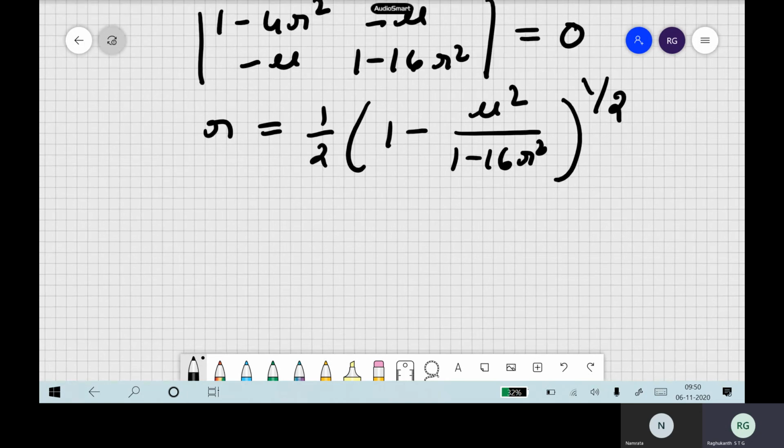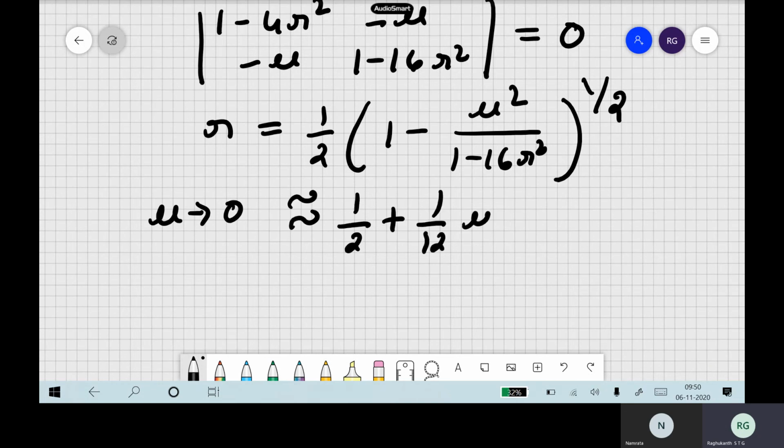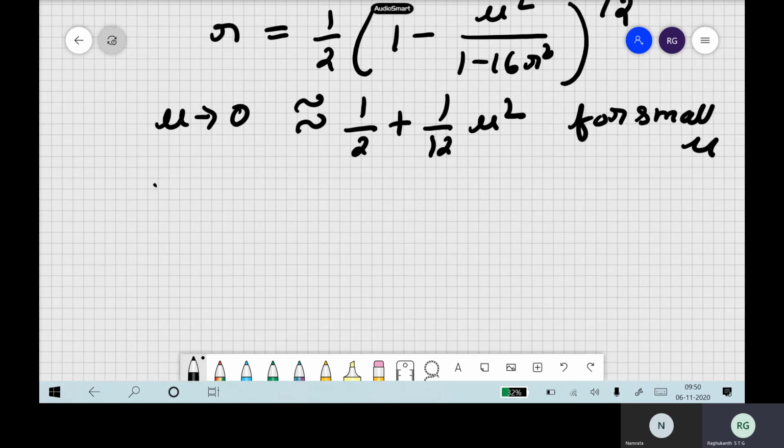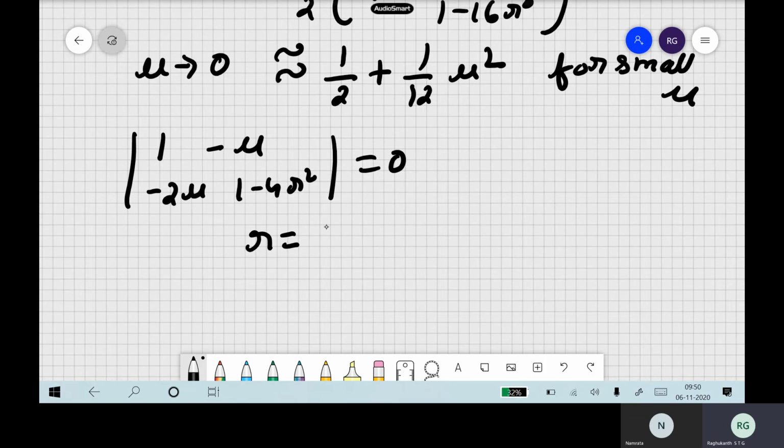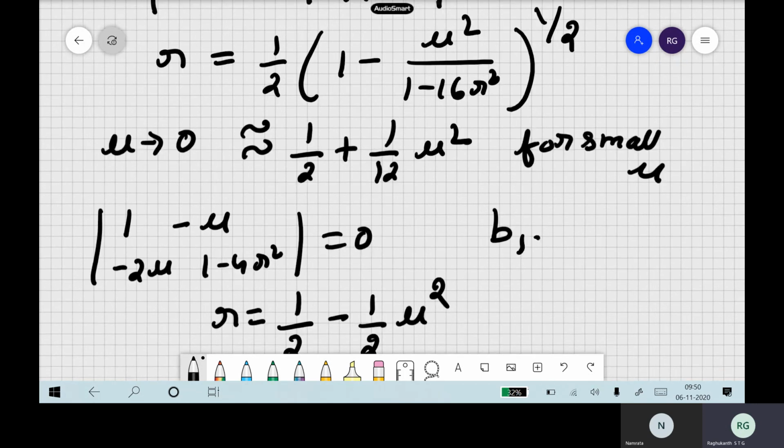Okay, and finally when mu becomes very, very small, you can approximate this equation by 1 by 2 plus 1 by 12 mu square. You can neglect it for small mu. Now this is for the A matrix. Now you have to do it for B also. The B was 1 minus mu, then minus 2 mu, then 1 minus 4 times R square, equal to 0. So here also, after doing all the calculations, you can get R as 1 by 2 minus 1 by 2 mu square, which comes for B, and this for A.